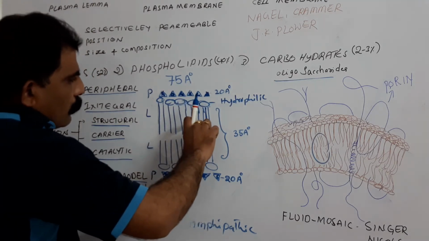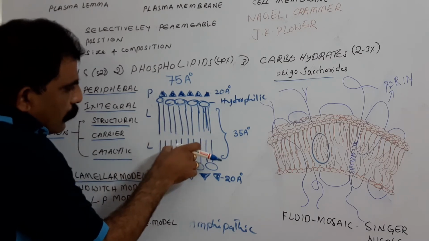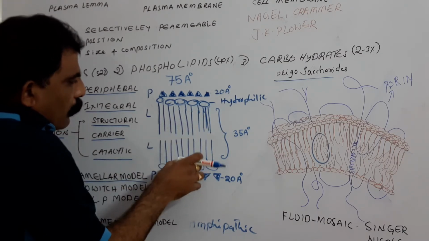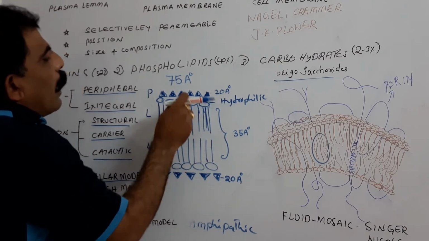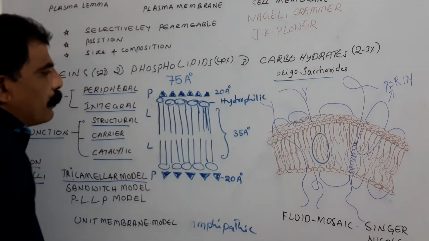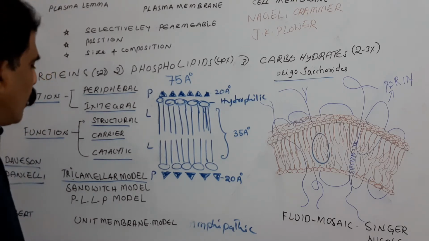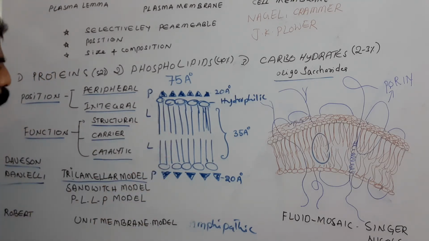And in between the tails of the lipid molecules, van der Waals forces are present, and in between the proteins and the heads of the lipid molecules, hydrogen bonds and ionic bonds are present. So this is the model proposed by Davson and Danielli.